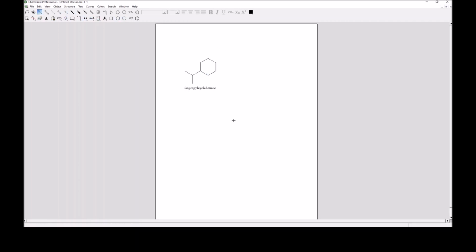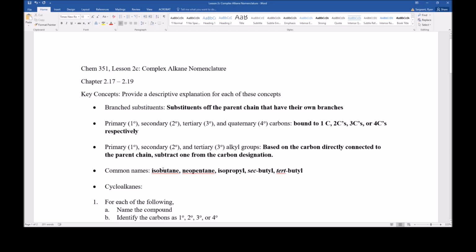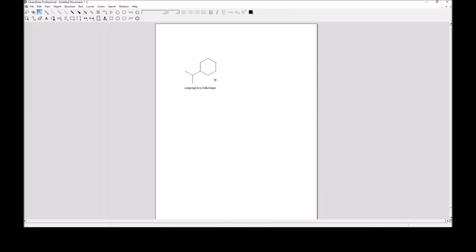Common names is the next thing we want to look at right here, and I went ahead and made a list of some of the ones that you guys have already seen. Isobutane, neopentane, isopropyl, sec-butyl, and tert-butyl. So the isobutane I showed you just a second ago. Let me strip that back down again to isobutane. This is a common chain name for just a parent chain. Neopentane is this compound right here. It's 5 carbons where the center carbon is quaternary.